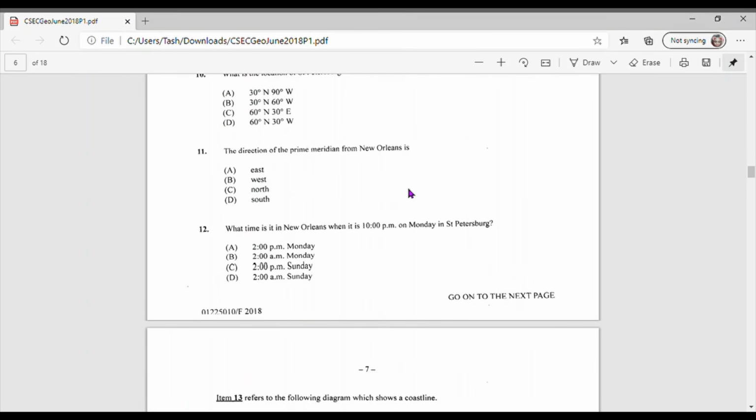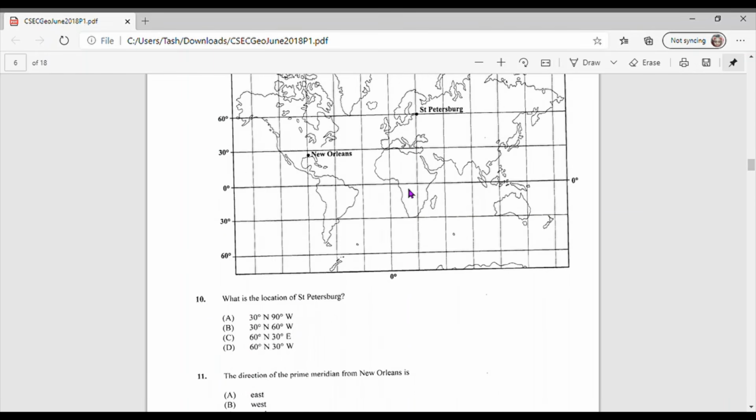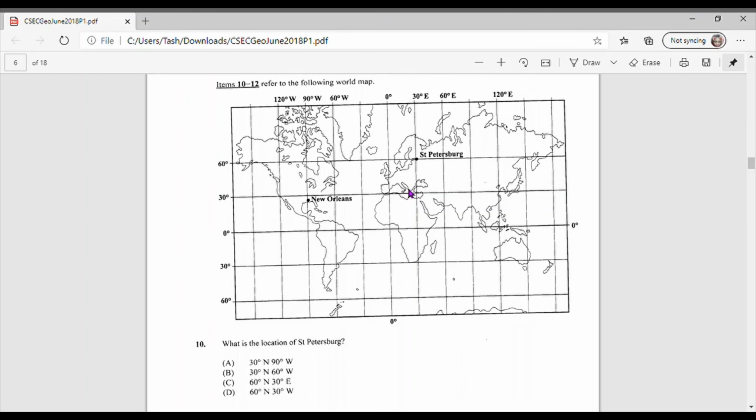Number 11, the direction of the prime meridian from New Orleans is, let's go back to the map. New Orleans is here, direction of the prime meridian. Remember that the prime meridian is the major line of longitude. So above here we have 90 degrees west. Prime meridian is right here. So it would have been west of the prime meridian.